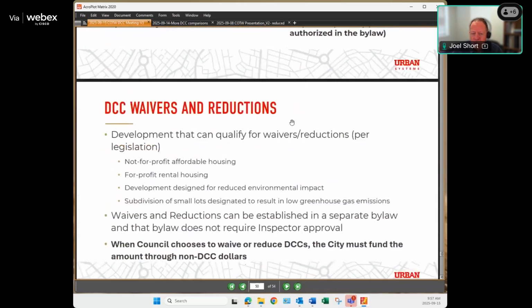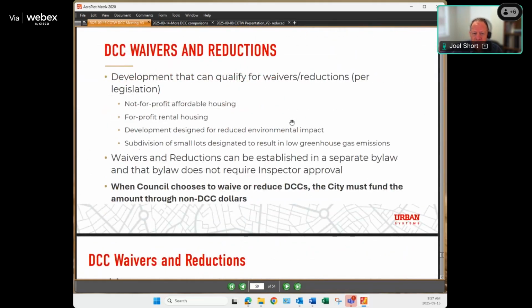And there's a few other details. There's DCC waivers and reductions. You can have waivers and reductions for not-for-profit affordable housing, for-profit rental housing, development designed to reduce environmental impact, and subdivision of small lots designed to result in low greenhouse gas emissions. And you can do that by a separate bylaw that doesn't require inspector approval. But the one thing to keep in mind is if you do an exemption or a waiver, it has to be funded through non-DCC dollars.